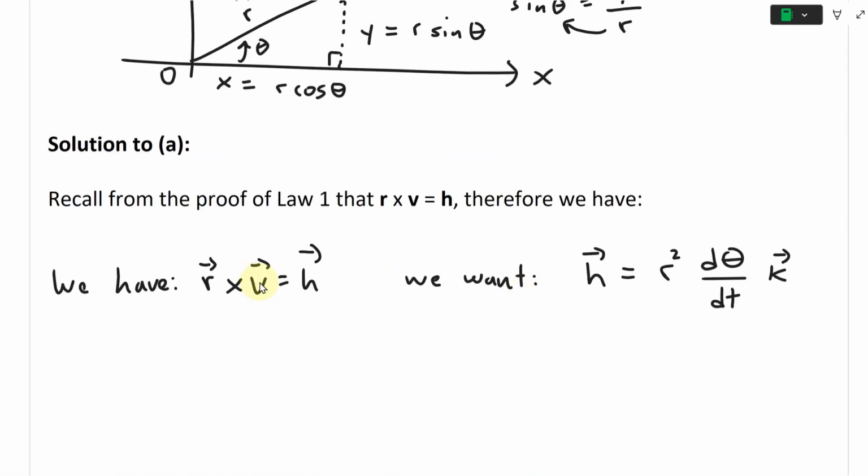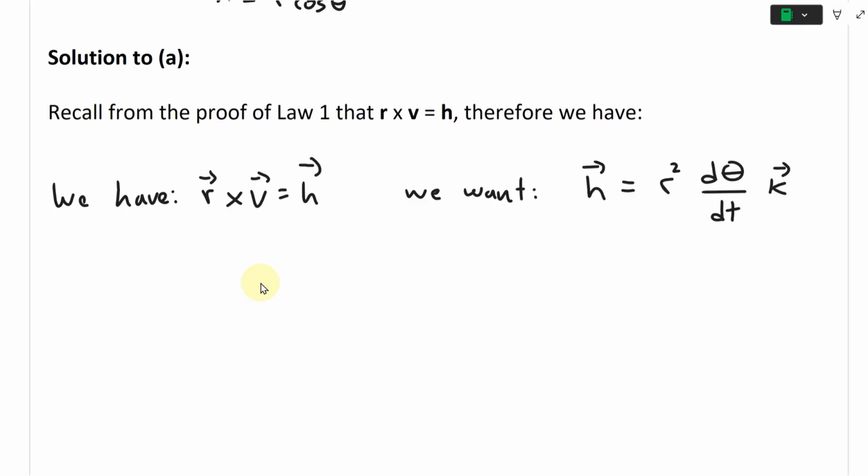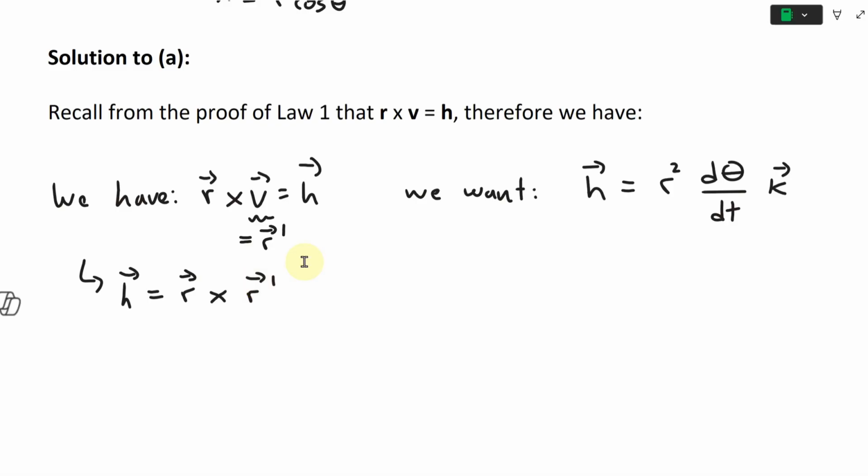All right, so this is what we have. Now we know that v is just the velocity, it's just r prime. So h is equal to r cross r prime. Then let's put this all inside. We're going to need a lot more space, so I think I'll just put it in two lines.